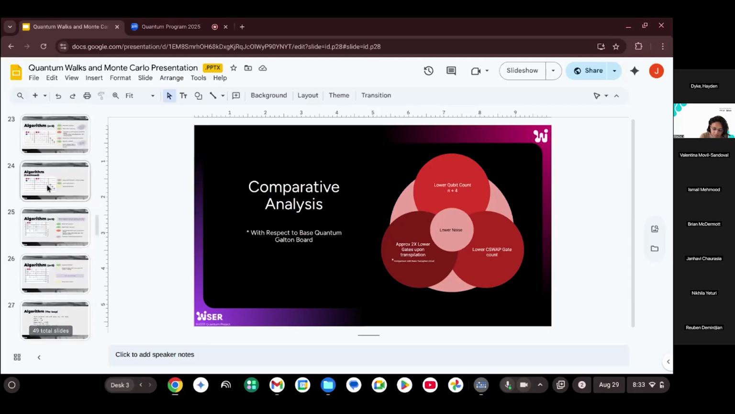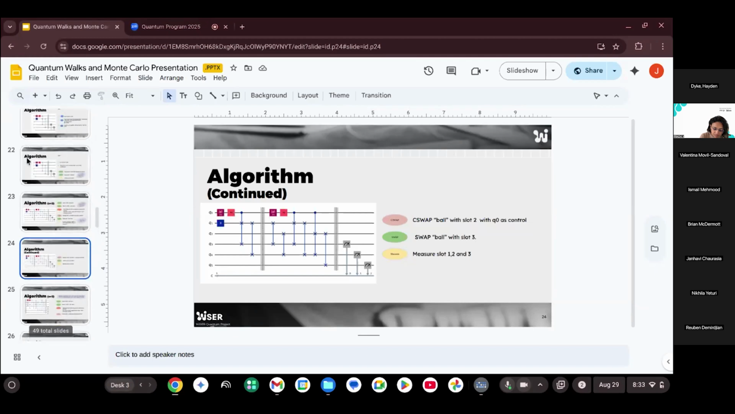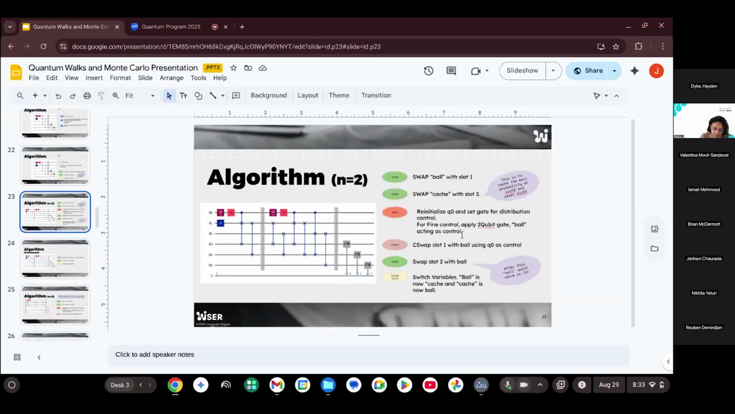So here, if we are using this gate, this is for the Gaussian. But if you want to have it for any kind of finer control, what we have to do is apply a 2-qubit gate with the ball acting as a control. Got it. Thank you.